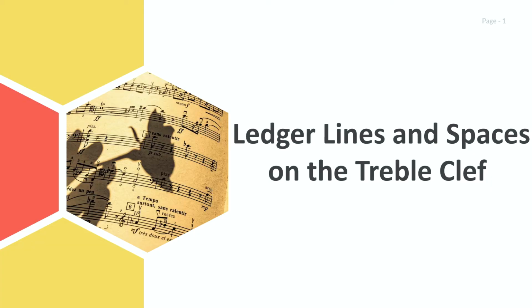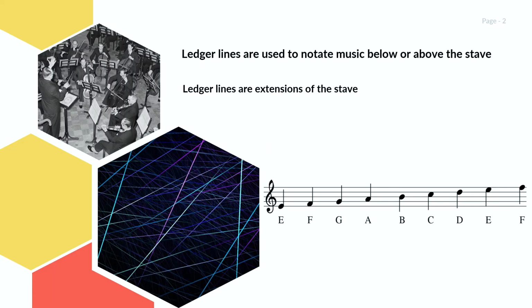Ledger lines and spaces on a treble clef. The ledger lines and spaces are used to notate music below or above the regular stave. They are extensions of the stave. We can reach more pitches, more sounds, without the necessity of switching clefs.